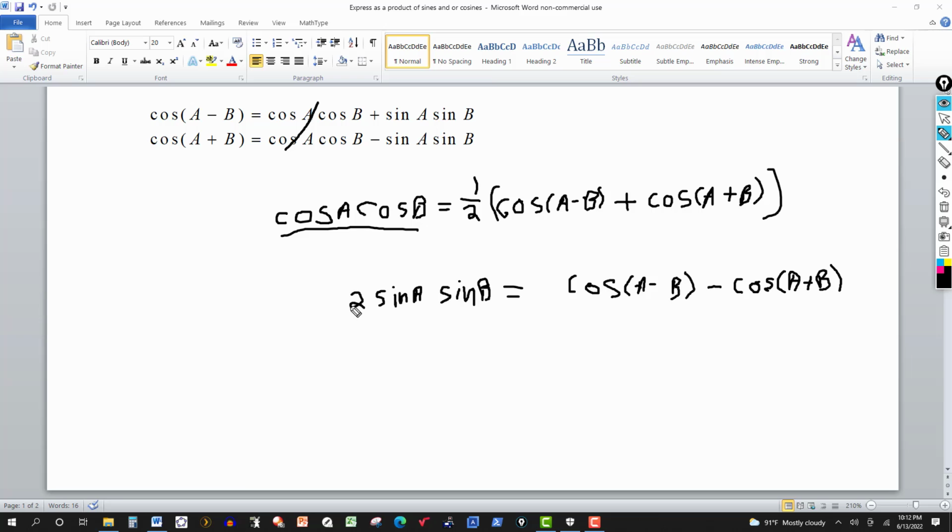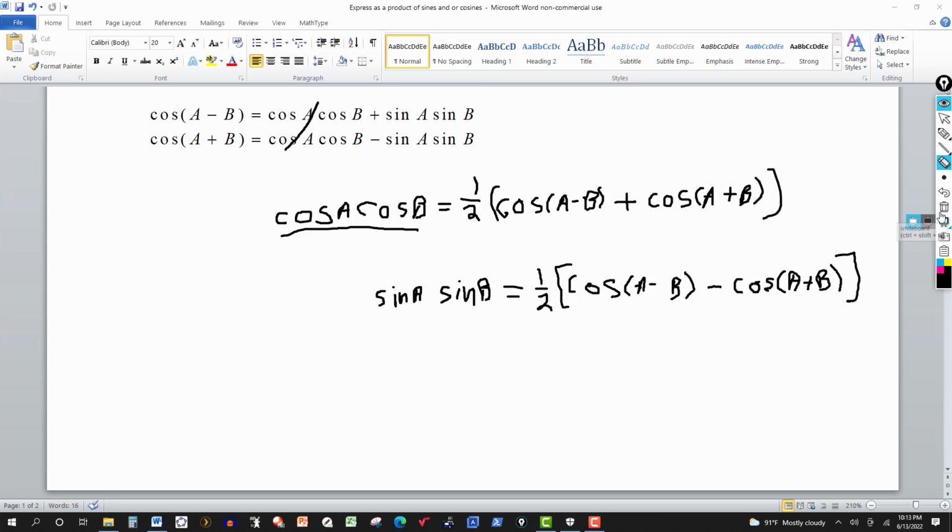And then I'm going to divide by 2. I'm going to have a 1/2 over here on this side, dividing both sides by 2, and this 2 becomes a 1. So I have sine of a times sine of b is equal to 1/2 of cosine of a minus b minus the cosine of a plus b. So I get two formulas here.